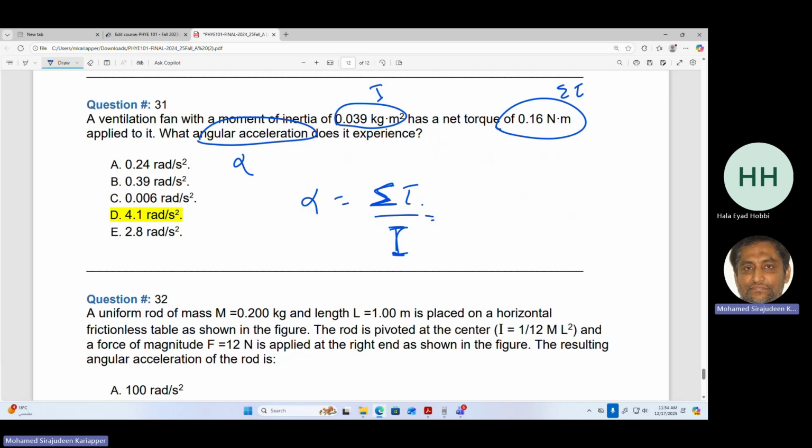This is called the I. It is also called the moment of inertia. Same thing, two different names: moment of inertia or rotational inertia.